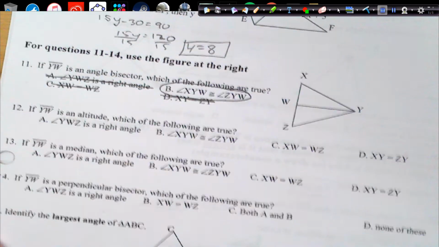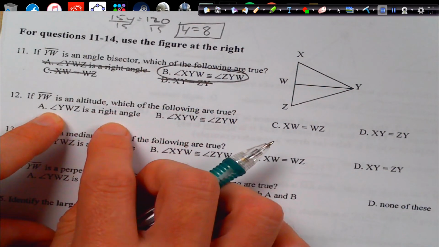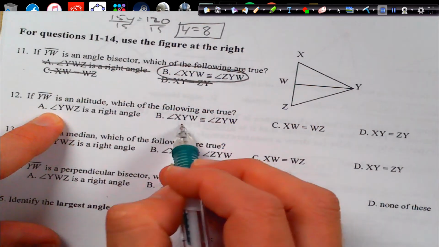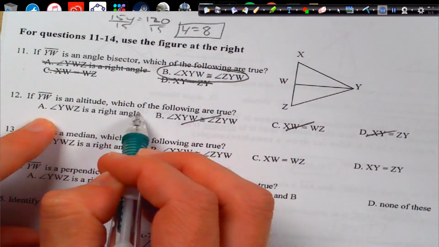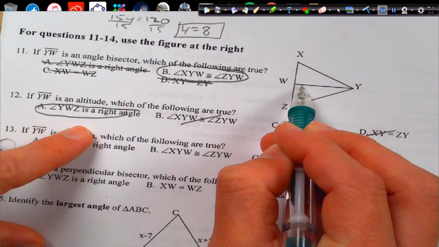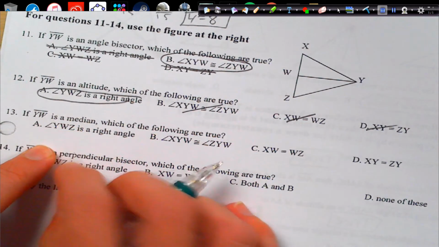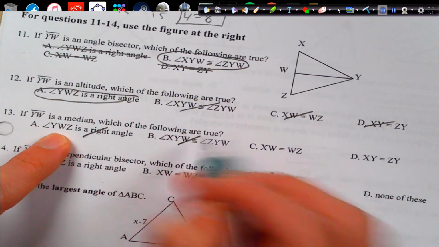Yes, it would bisect an angle because that's what it's called, an angle bisector. Very good. All right, WY is an altitude. Well, altitudes make right angles, so YWZ right here, this angle would be 90 degrees. Excellent. YW is a median. Medians don't do anything to angles, so those two are out.